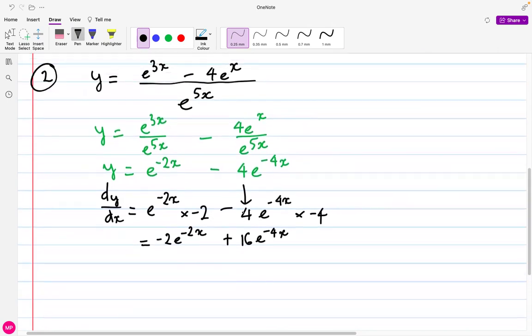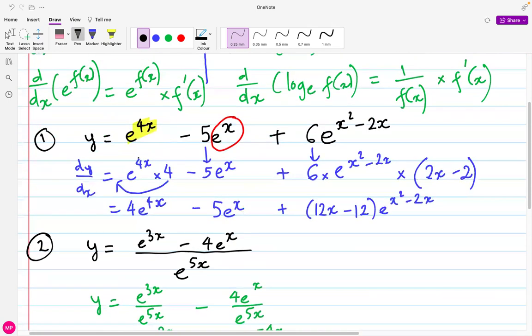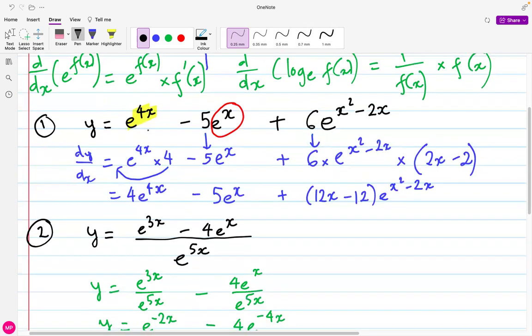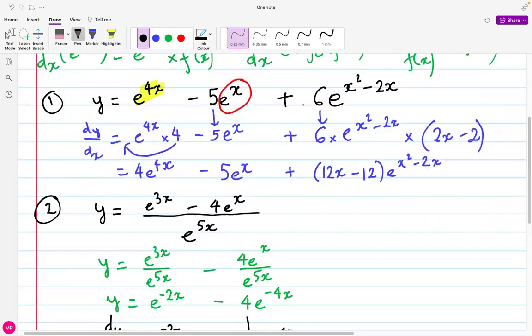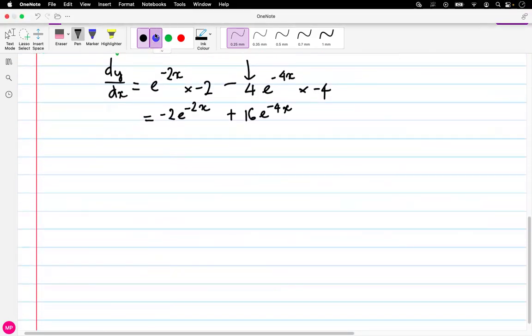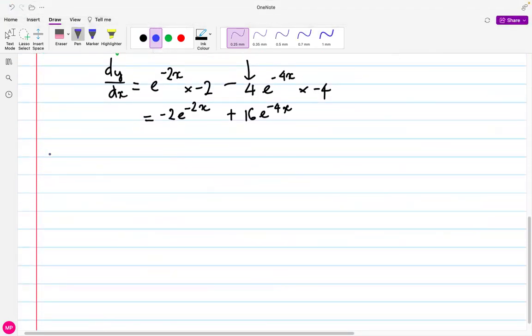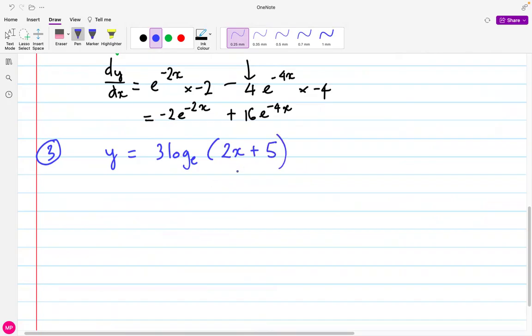All right. So these are two examples of how to apply the exponential rule. Now we're going to do more examples of how to apply the log rule. So let's do example 3. Now let's say I want to do y equals 3 log a of 2x plus 5, something like that.